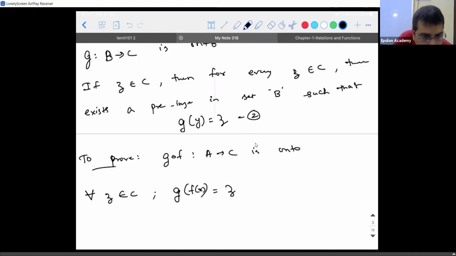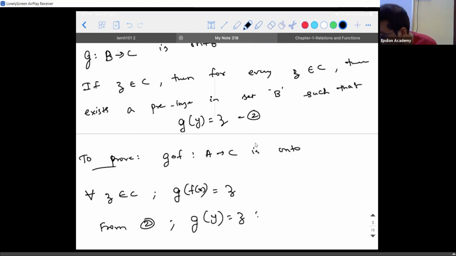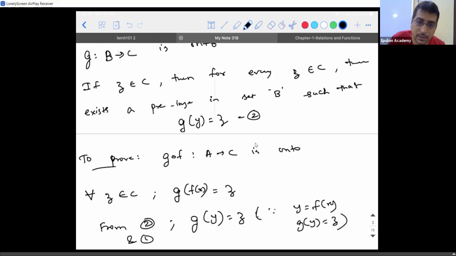Yes, sir. For every value of z that belongs to C, we need to prove that g of f of x is equal to z. But from 2 and 1, what can I conclude? Since y is equal to f of x and g of y is equal to z. This is how you write. Since you asked me how to write, I explained it.